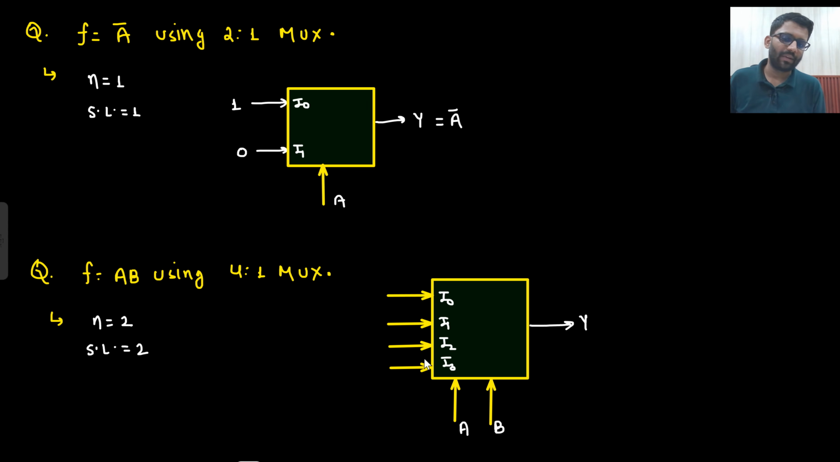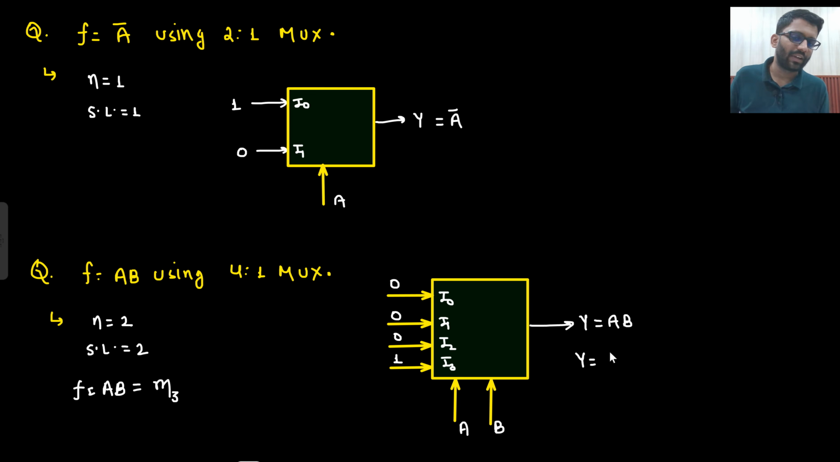Now when A bar B bar comes, this should be 0. When A bar B comes, this should be 0. When A B bar comes, this should be 0. And when AB comes, this should be 1, so that my output is AB. Or how I should have solved it using minterms: F is equal to AB, so what is the minterm for this? M3, right? So only I3 should be 1, rest all should be 0.